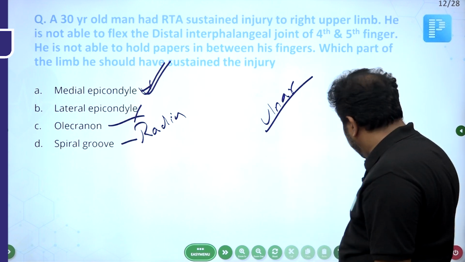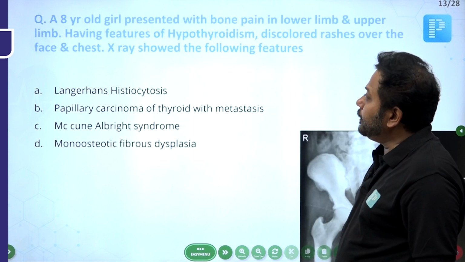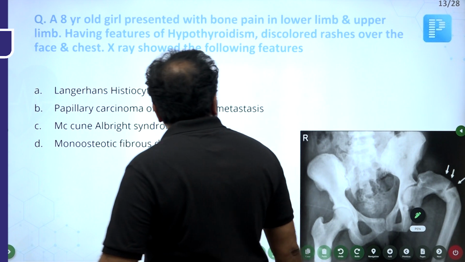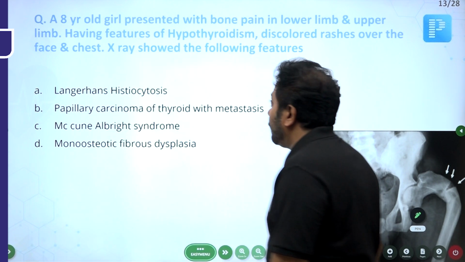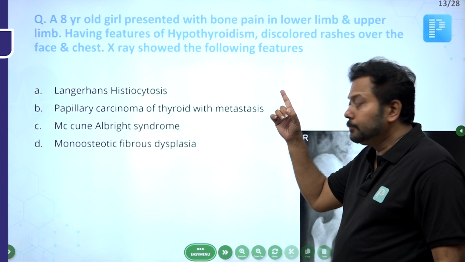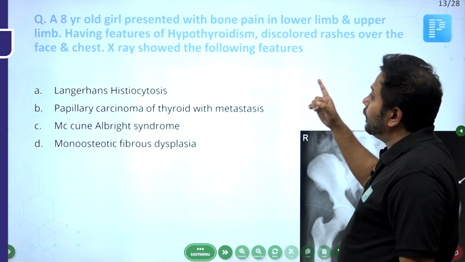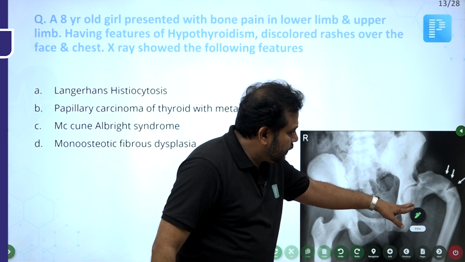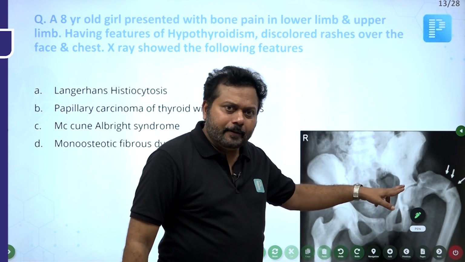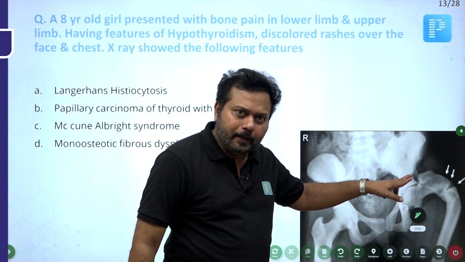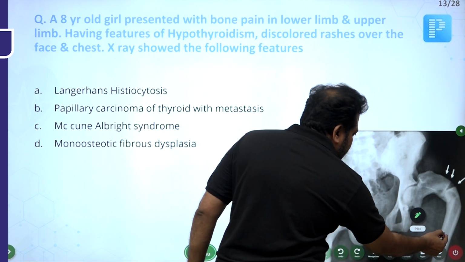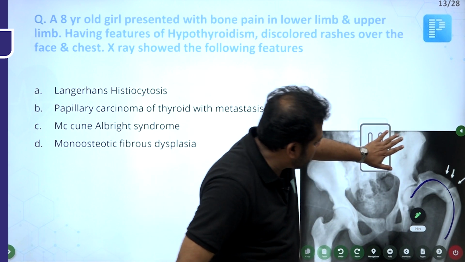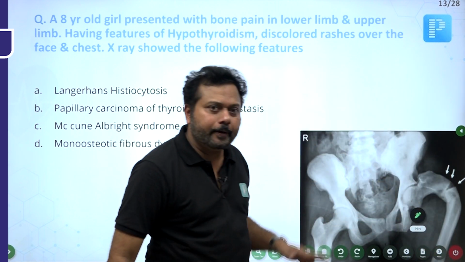An 8-year-old girl presented with bone pain in the lower limb and upper limb, having features of hypothyroidism, and a discolored rash over the face and chest. The X-ray showed the following feature. This X-ray, we had almost seen in 100 onliners. I have shown you this X-ray. This is what is called a shepherd's crook deformity.